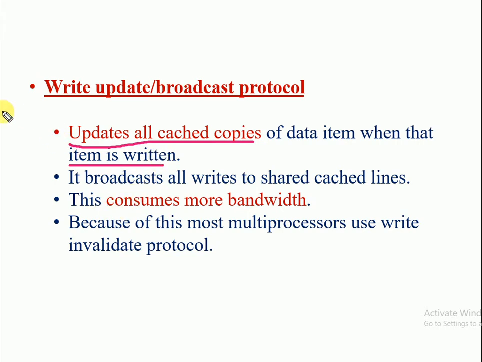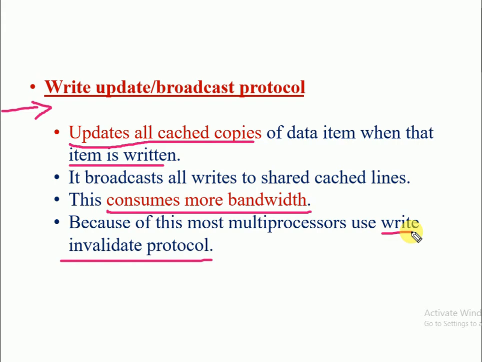So this is the second mechanism where we can apply the snooping protocol. It will update all the cache memory. So what is happening is through this bus only, it should go to all the processor caches and update that. So it consumes more bandwidth. It will take more time to do all this operation. So because of this, most multiprocessors use the write invalidate protocol. So snooping protocol can be done by using write invalidate and write update.